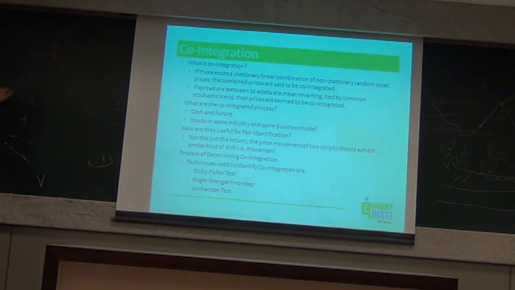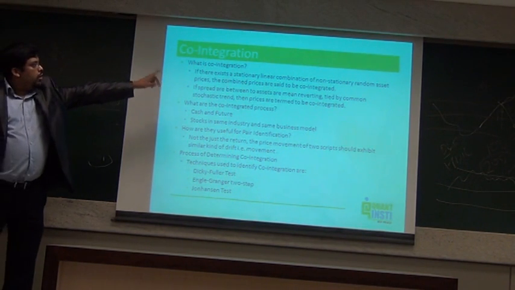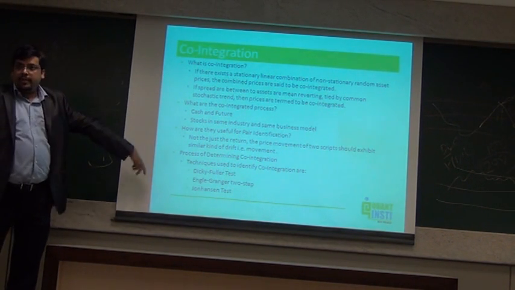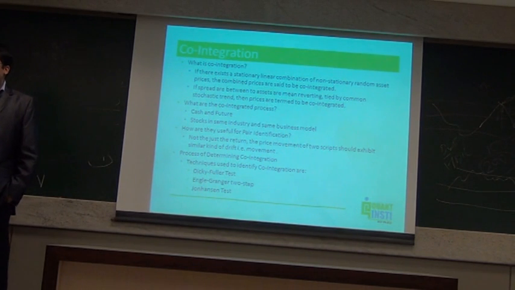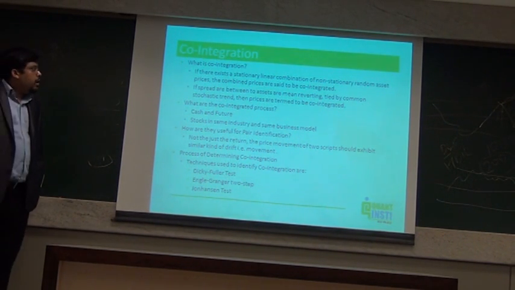So what we are looking at is two non-stationary random asset prices, because the mean for both stocks is changing and the variance is changing, so they are not stationary. But if they are combined such that the combination is stationary, we call them cointegrated. Another way to say it: if the spread between two assets is mean reverting, tied by a common stochastic trend, then the prices are termed cointegrated. Just another name.